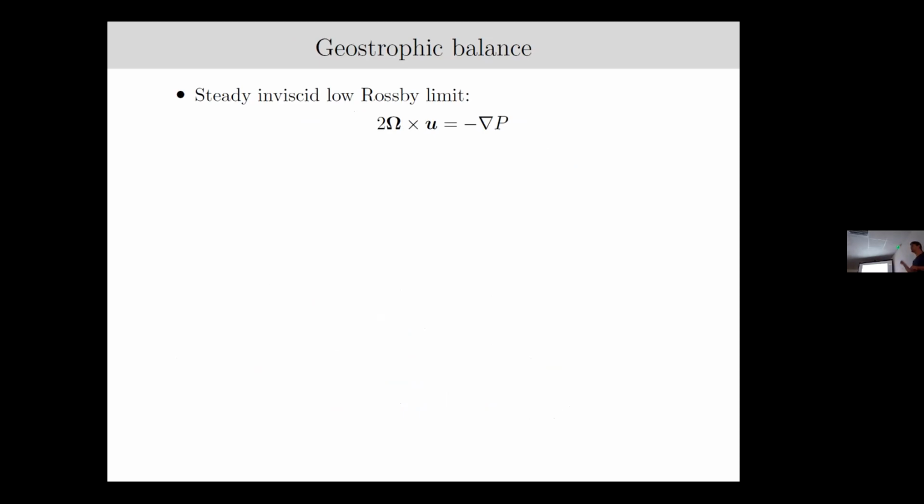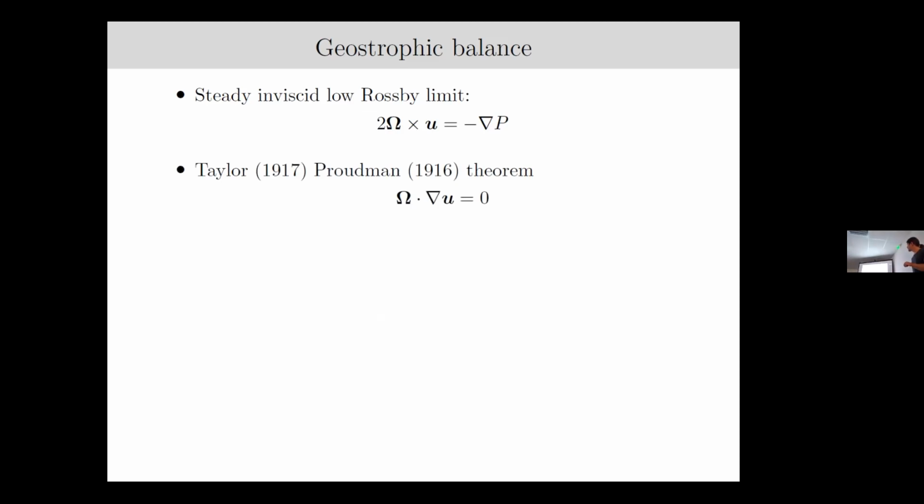It just tells you that if you are in that limit, there is this strong constraint between the pressure field and the velocity field. Okay, so the Coriolis must balance the pressure gradient. So if you know the velocity field, you know the pressure field, and vice versa. But that's it. And this is a very strong constraint that is satisfied at first order in many applications.